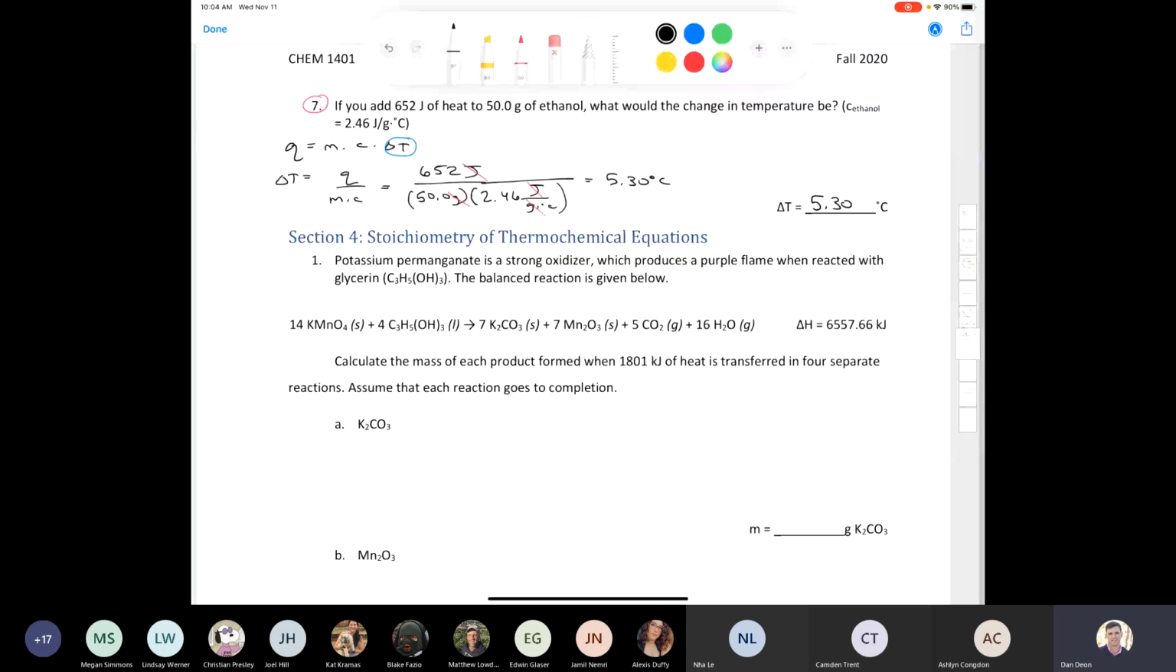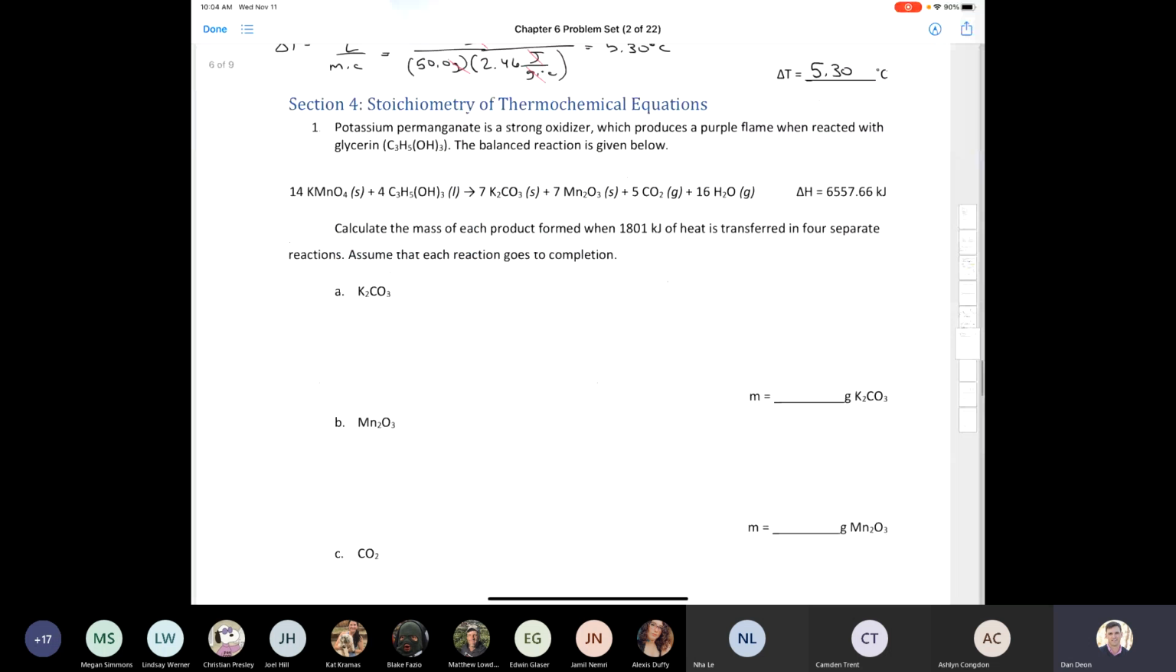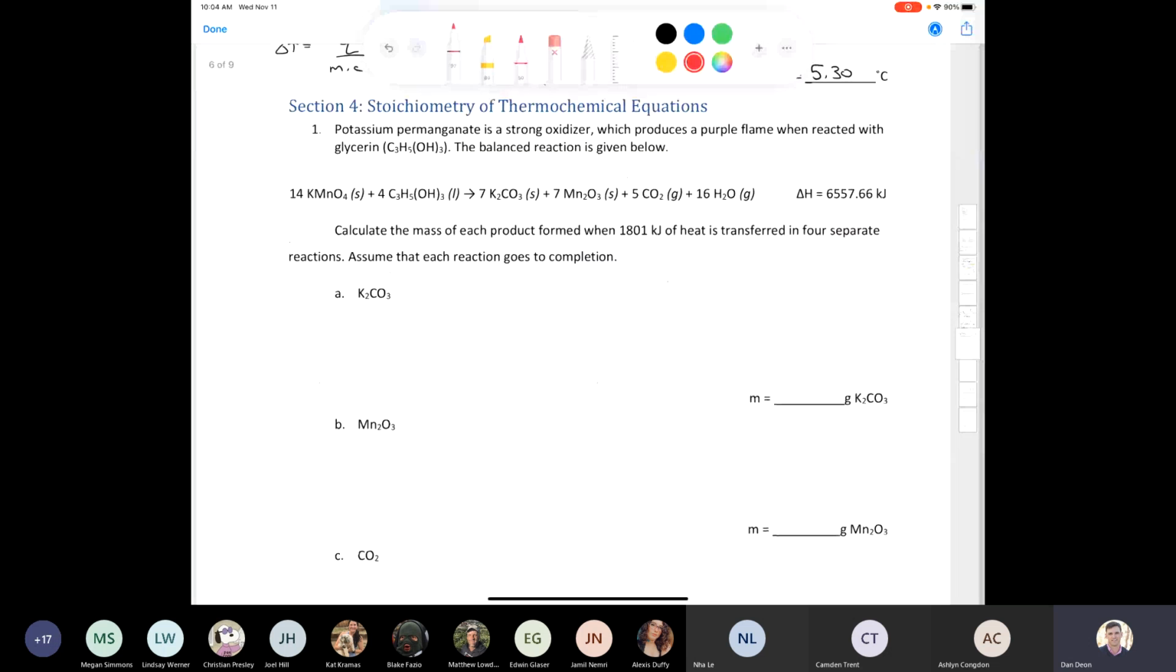Okay, let's try the next question. This is dealing with stoichiometry of thermochemical equations. Let's read through the problem together. It says potassium permanganate, that's this guy here, KMnO4.